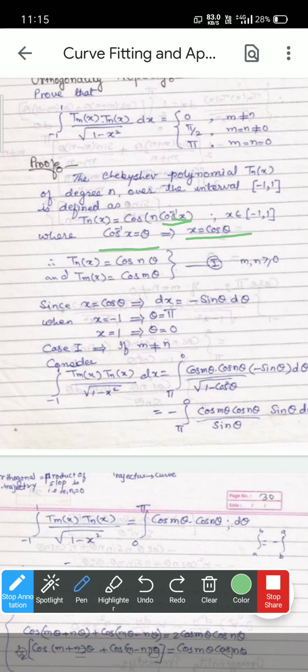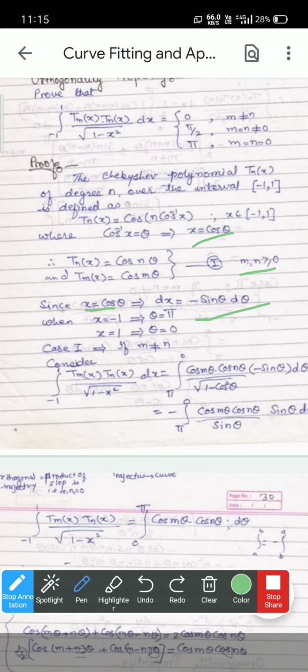Therefore, this Tn of x is equal to cos of n theta. Similarly, Tm of x is equal to cos of m theta, where m and n are greater than or equals to 0. Since x is equals to cos of theta, therefore the derivative of it is dx, which is equal to minus sin theta d theta.